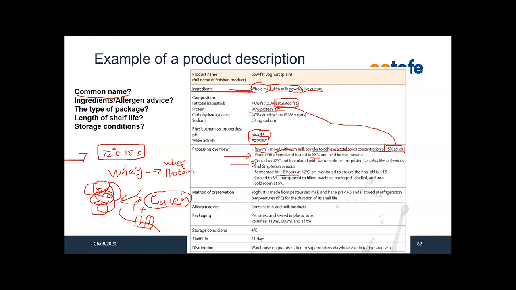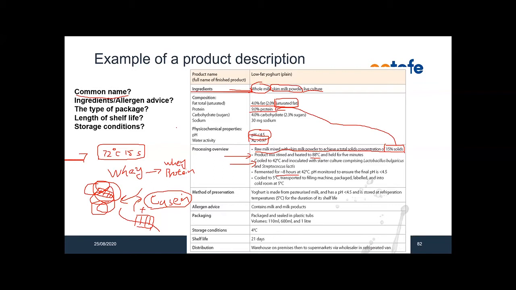So allergen is the next one you need to think about, and you need to think about the labeling as well. So contains milk and milk products, of course. Packaging: packaged and sealed in plastic tubs. What's the volume of that? You have 3 types of package listed here, and storage condition 4 degrees, shelf life 21 days. And the distribution: warehouse on premises to supermarket, wholesalers, in refrigerated van. So basically, you control the transportation temperature as well.